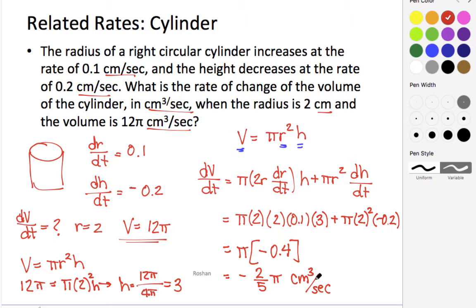And you know what? This is actually a typo here. I'm just realizing this. It says the volume is 12 pi. That's not a rate. That should just be 12 pi centimeters cubed, right? That's the volume. It's not a rate. Our dV/dt is a rate. So that is our answer.